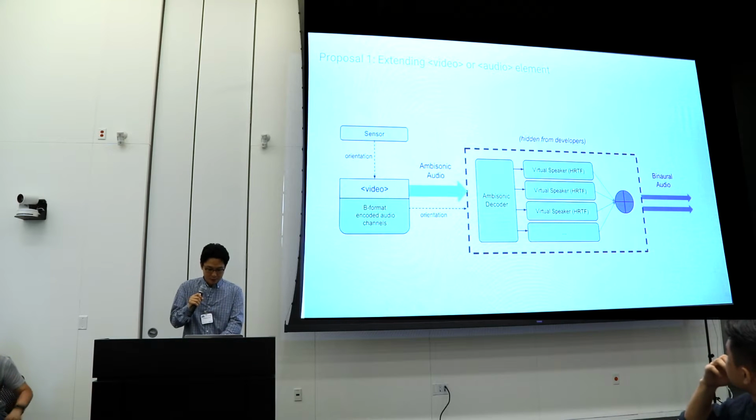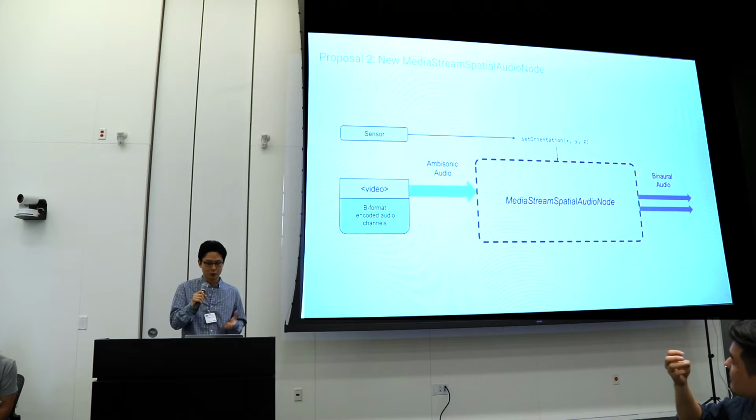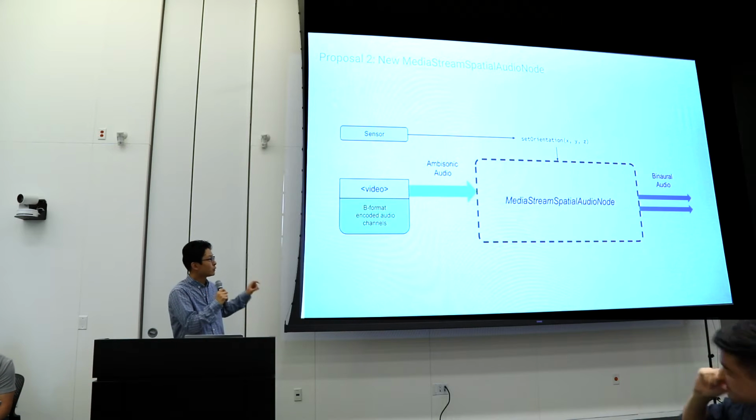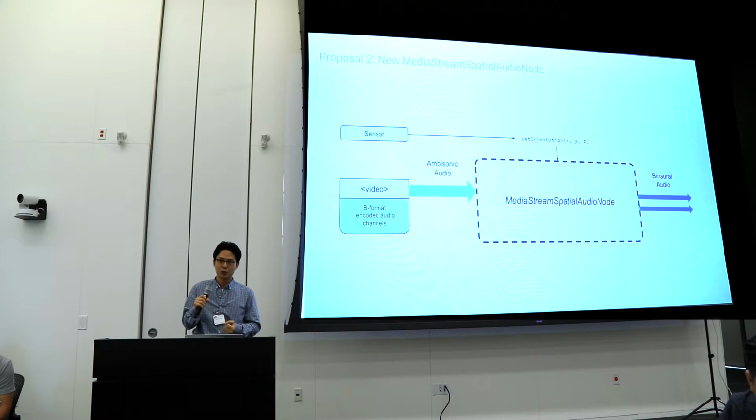So we decided not to go this way. And the next proposal was creating a new native audio node called something like MediaStreamSpatialAudioNode. So you create an audio element and pass that ambisonic audio stream into the MediaStreamSpatialAudioNode. It will just do all the spatialization for you.